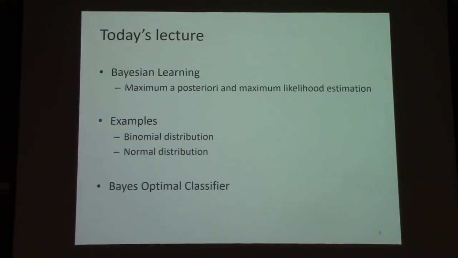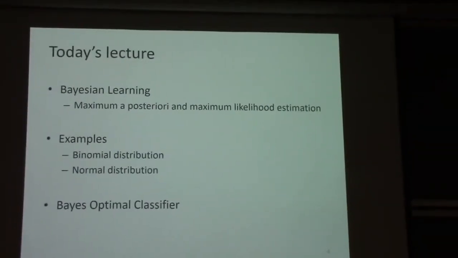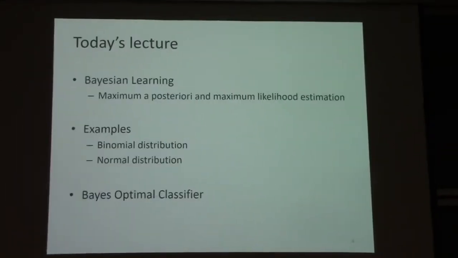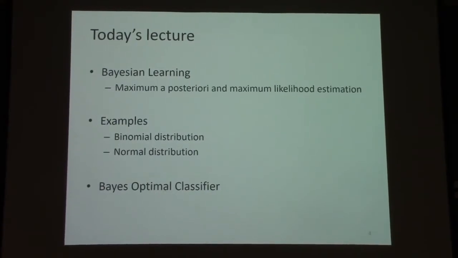Today's lecture, we're not going to look at any learning algorithms. We're going to look at this principle of Bayesian learning. And in particular, we look at two criteria for finding classifiers called maximum a posteriori learning and maximum likelihood learning. I'll work out two examples in class based on the binomial distribution and the normal distribution, and hopefully at the end of the class we'll get to this theoretical idea called the Bayes optimal classifier. Let's get started with Bayesian learning.